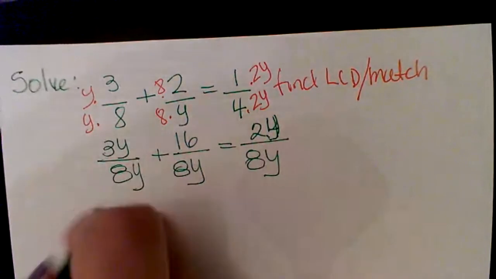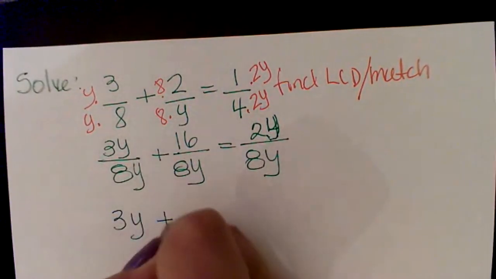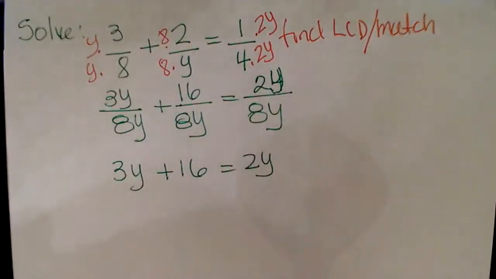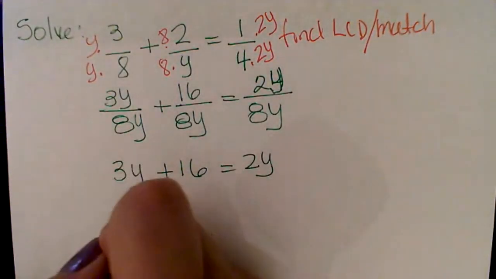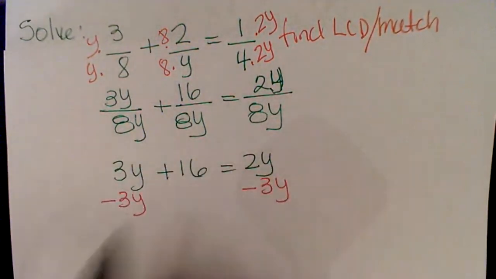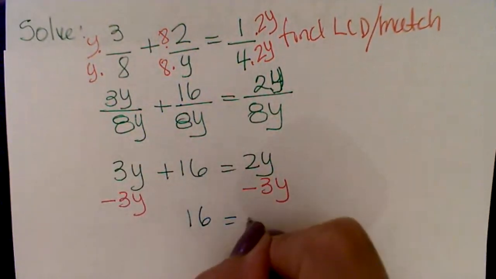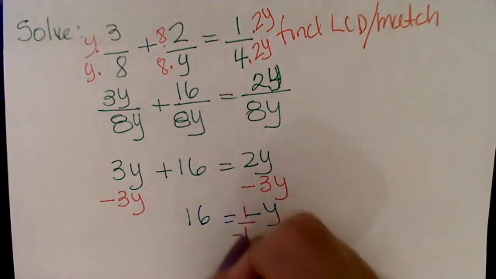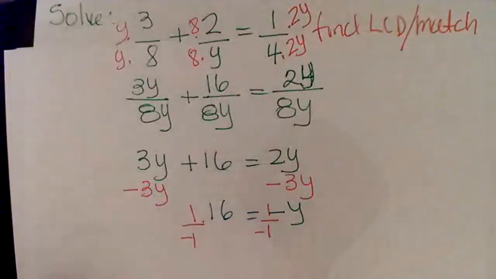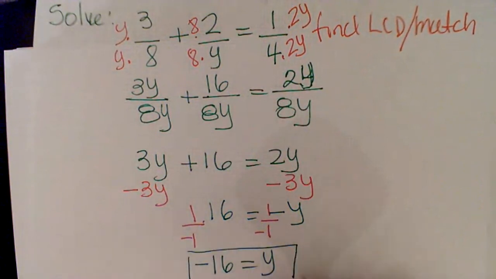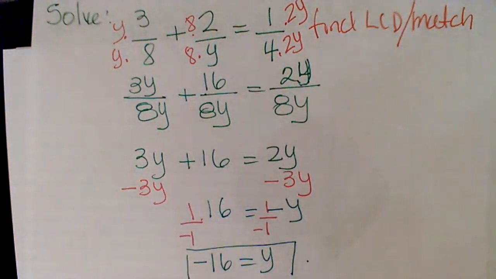Now, I'm going to do numerators. 3y plus 16 is equal to 2y. Making a 0, what do I have? Negative y. But I'm going to multiply by the reciprocal, so y is going to be equal to negative 16. And that's going to be my answer.